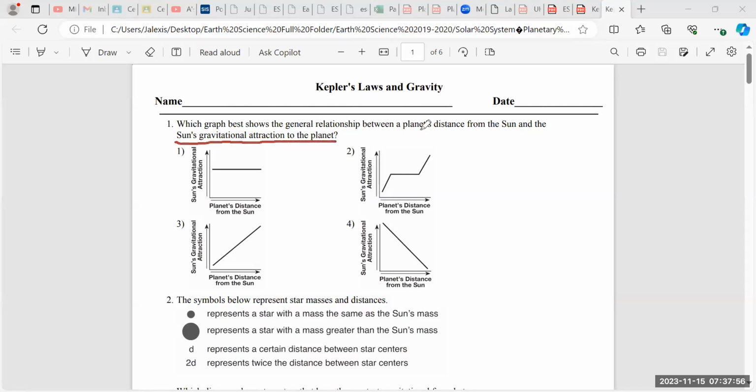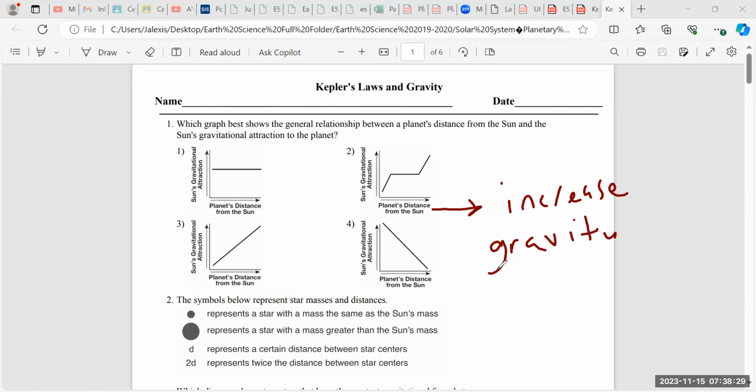When you're looking at a graph and you're looking at the x-axis, one of the things to keep in mind is that the category for the x-axis is always going to be increasing. It is always going to be increasing. So that means that we have to ask ourselves this question. As the planet's distance from the sun is increasing, what is happening to the gravitational force?